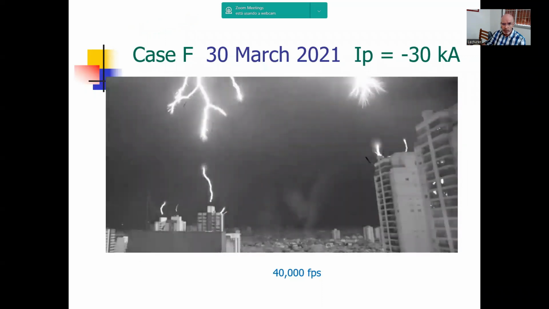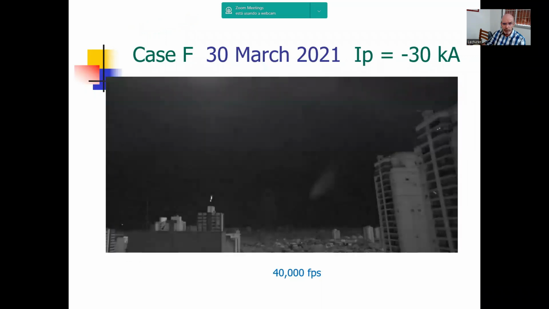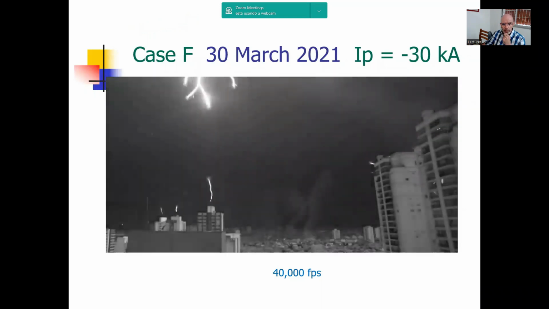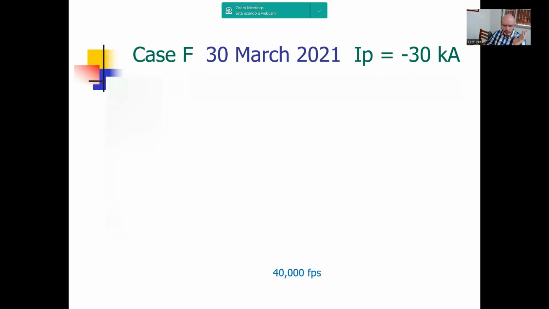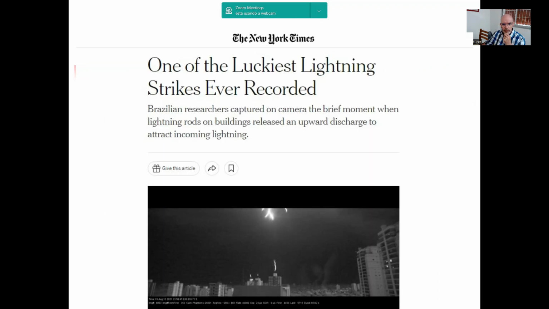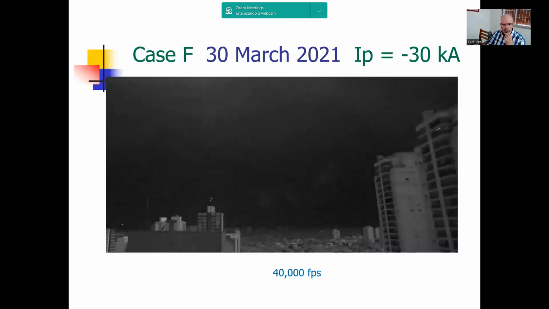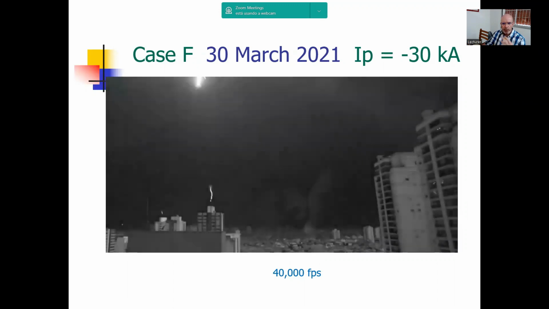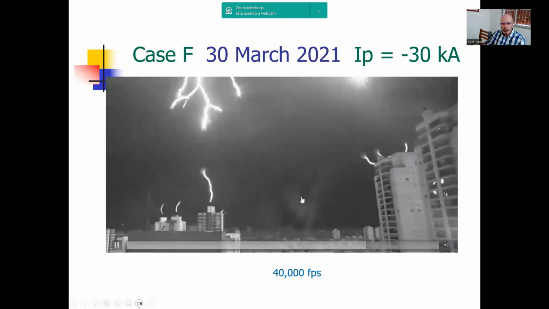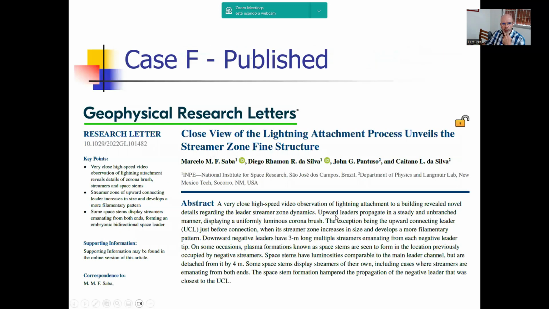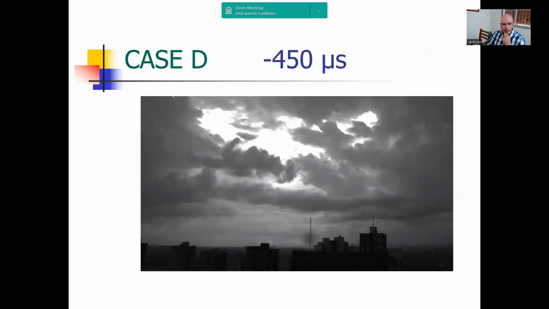And this image, I think you may have already seen it because it was spread like fire in many newspapers around the world, in many languages. This image shows really wonderful images of the upward connecting leaders emerging from different buildings. This was also published in November 2022, and it's basically about the characteristics and features of these upward leaders.